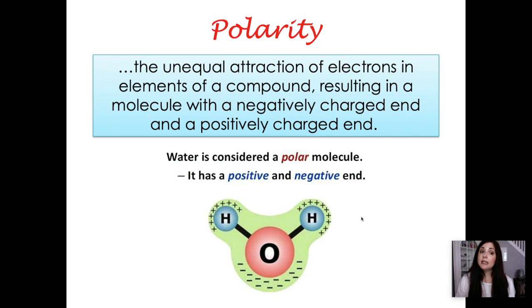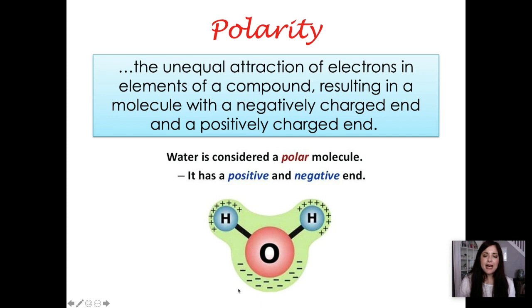So polarity is the unequal attraction of electrons in elements of a compound that results in a molecule with a positive end and a negative end. So water, for example, what we just talked about, that bent molecule, because it is bent, it is not symmetrical on all 4 sides.